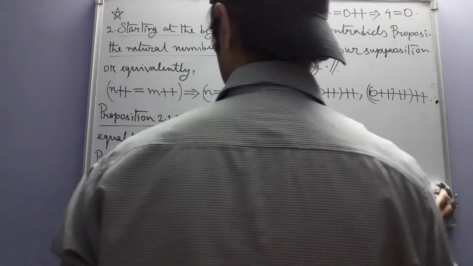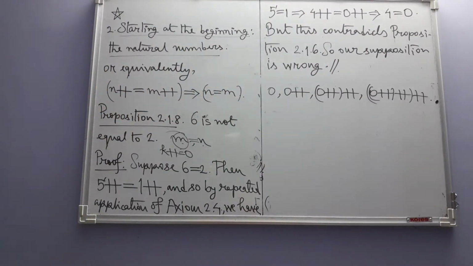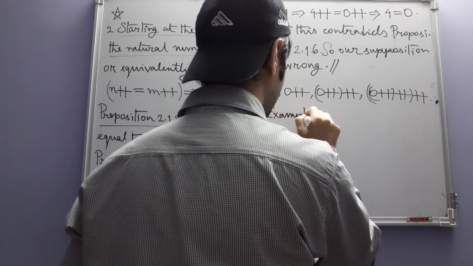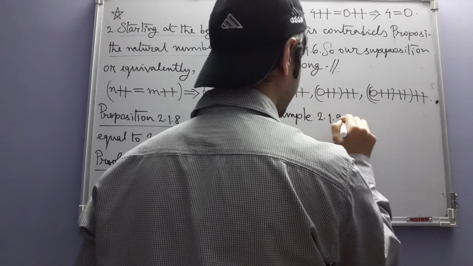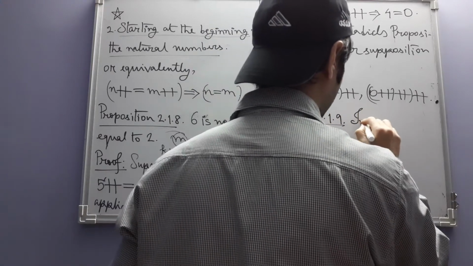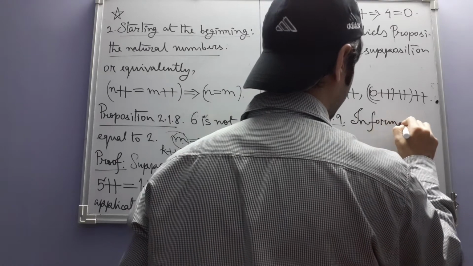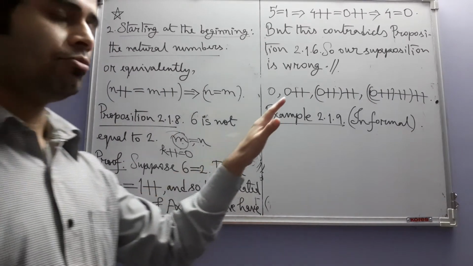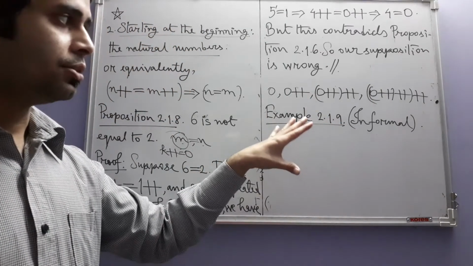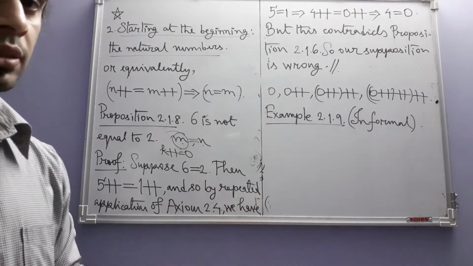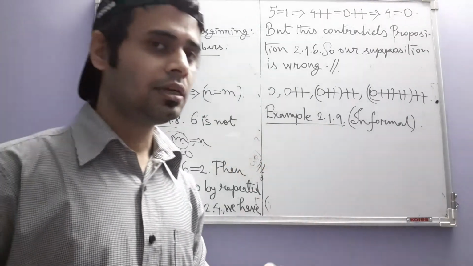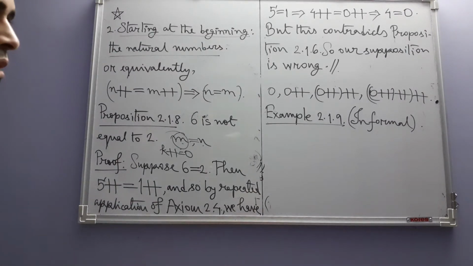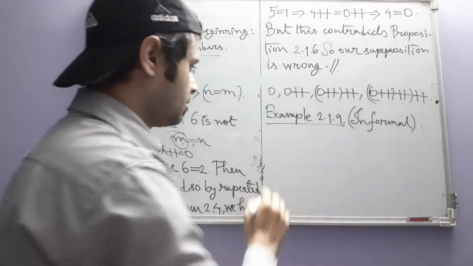So that problem will be explored in this next example. Example 219. Now this example is informal. When you see the word informal somewhere, it means that we are using something which we have not defined yet. So the thing is informal in the sense that we are going to use something called integers and half integers.